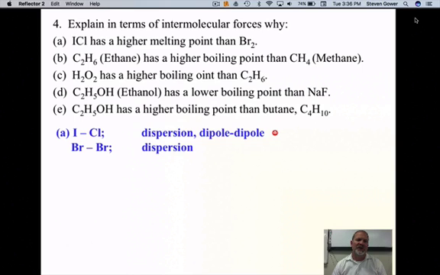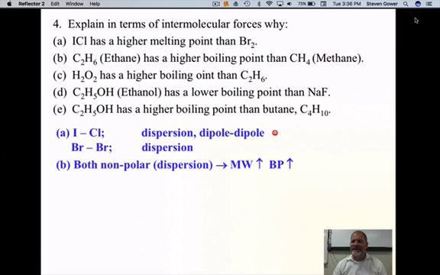Moving on, C2H6, which is ethane, has a higher boiling point than CH4, which is methane. Well, I see both of these are carbon-hydrogen compounds, therefore both of them are hydrocarbons. All hydrocarbons are nonpolar, held together by dispersion only. So why is it that ethane is stronger? Well, because it has a higher molar mass. It's heavier. I have two carbons versus one in methane. So I increase the molar mass or molecular weight, therefore I increase the boiling point.